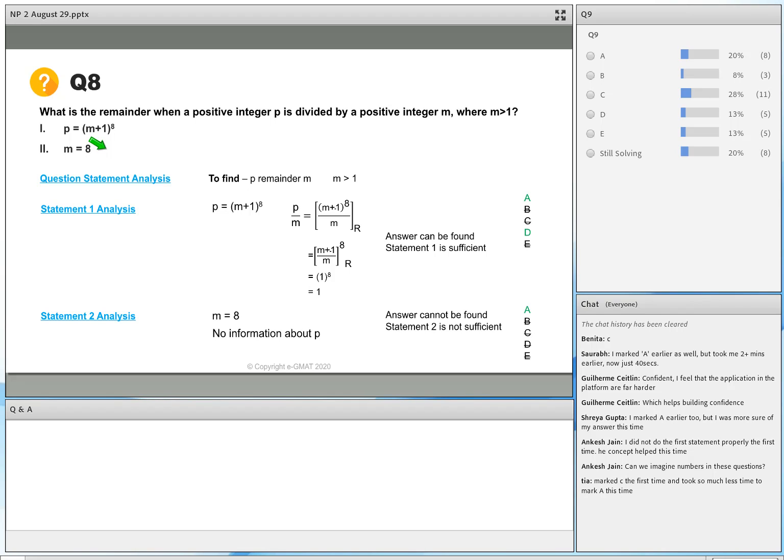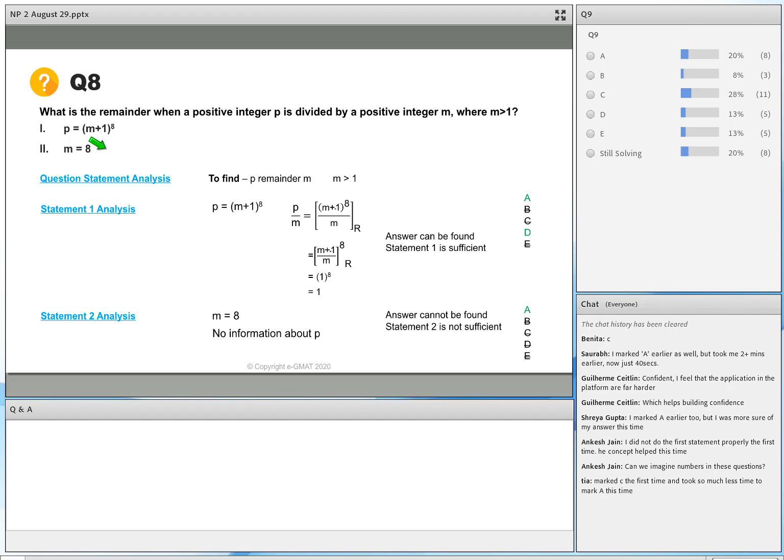Can we imagine? No, I would never suggest using numbers to do questions. Numbers is not a sure approach. Tia marked C the first time and took so much less time this time to get to A. That's wonderful. That's beautiful, everyone. Let's see this and repeat this in the next question also.